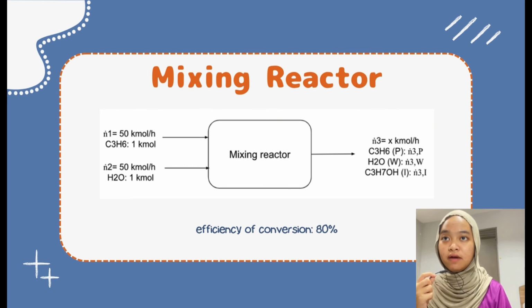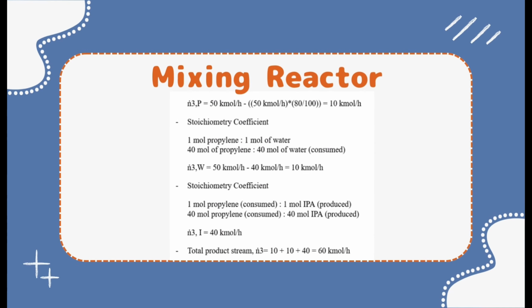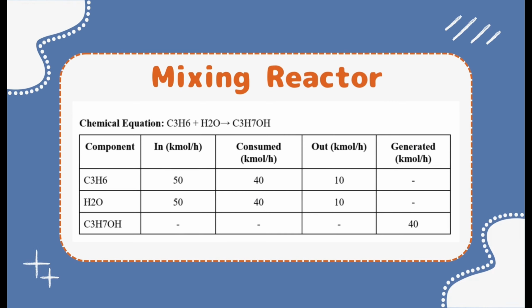In this case, the efficiency of conversion is 80% for production of isopropyl alcohol, which means only 80% of the feed will be reacted. So, we use stoichiometric coefficients to calculate the molar flow rate for each component in and out. After doing the calculation, we can use the formula in plus generated equals out plus consumed to prove that our calculation is balanced.